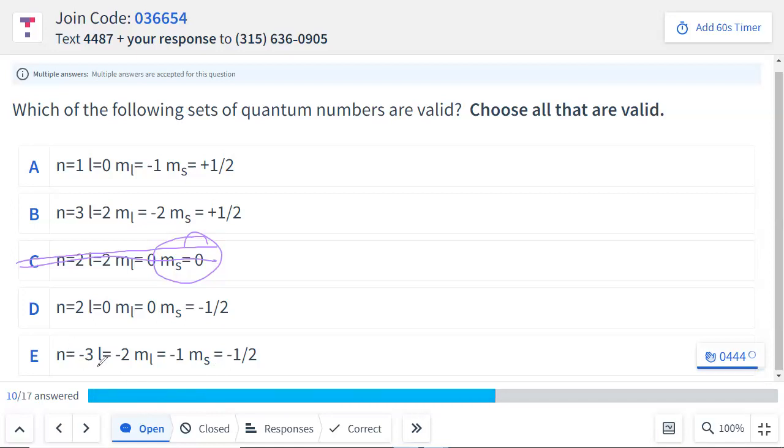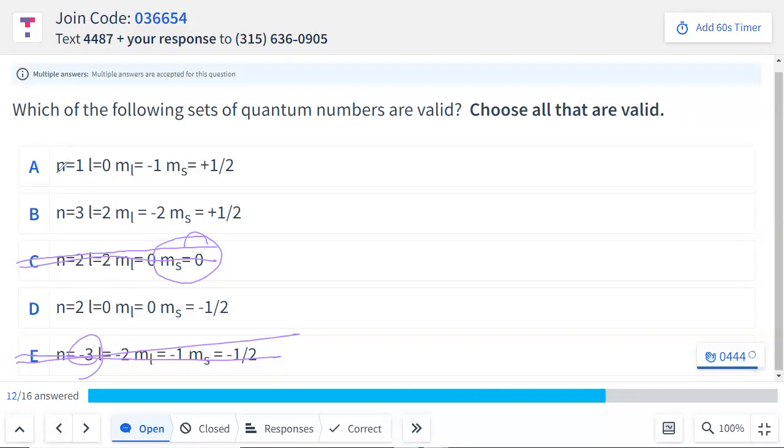Similarly, letter E. I've got a negative energy level described in letter E. You can't have negative energy levels, it has to be a positive number. So I can automatically eliminate that one as well. So what becomes left for us and what becomes necessary is, can we evaluate these three based upon their quantum numbers and determine if they are correct or incorrect?